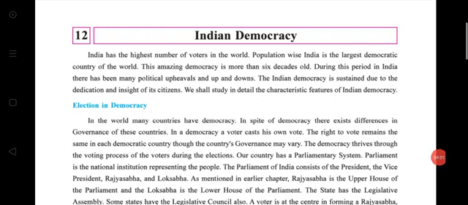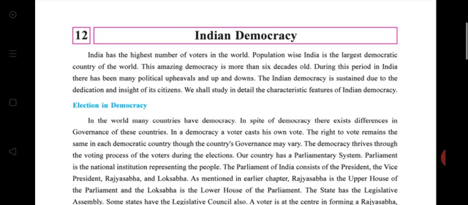As we all know, India is a democratic country. In this chapter, we discuss our country's democracy. How is our democracy? We discuss in detail. India has the highest number of voters in the world. Population-wise, India is the largest democratic country of the world. This amazing democracy is more than 6 decades old.